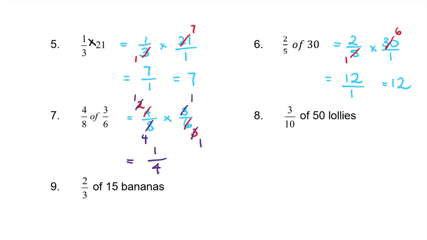Question 8. All right, again we have the word of. So that means the times. We have 3 over 10 times by 50, and we put the 50 over 1. Okay, cancelling. 3 and 1, nothing. 10 and 50, well, any whole number can always go over 1 because 50 divided by 1 is still just 50. But it just means that we're writing it as a fraction because then we can see our diagonals.